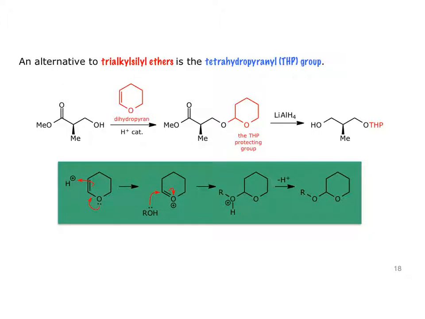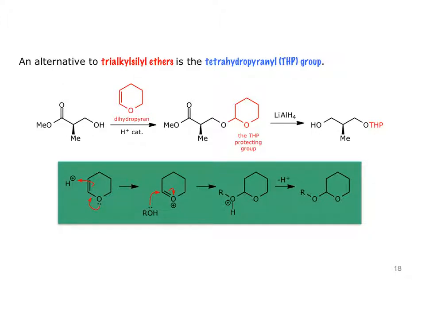So in this example that we see here, the reaction we want to do is we want to reduce this ester group to an alcohol. But it turns out you can't do that with lithium aluminum hydride if you have an alcohol already present. The alcohol, of course, would react with the lithium aluminum hydride, and we'd probably get an explosion or a fire. But reacting the alcohol with the dihydropyran converts it temporarily into the THP group, and then we can do our reduction reaction, and then acidic hydrolysis can remove that THP group.